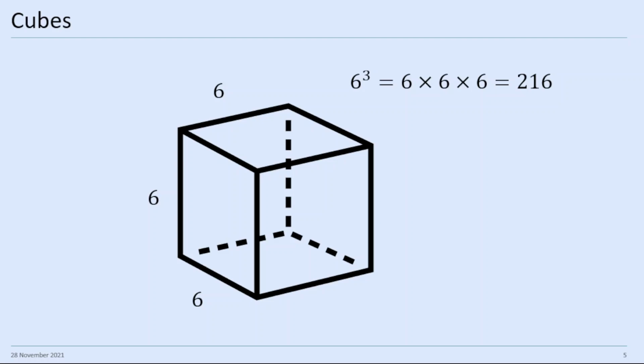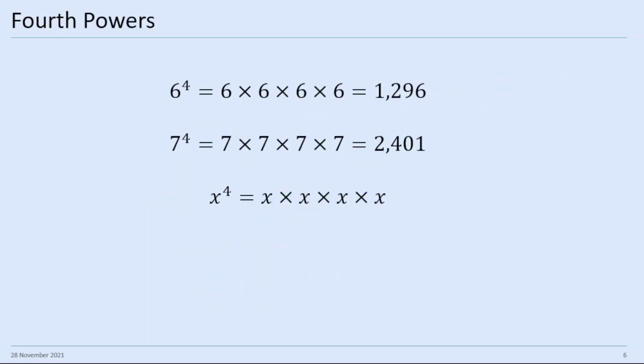And in the same way, if we imagine a cube with side 6, 6 cubed is the volume. 6 times 6 times 6, which is 216, because the volume of a cube is length times height times depth, depending on how you're calling the different dimensions. But basically, it's the three dimensions multiplied by each other, 6 by 6 by 6.